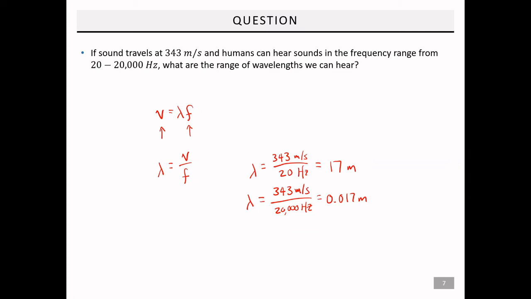And this is actually a huge range for sounds that we can hear. Right at the low end, we can hear sounds that are 1.7 centimeters wavelength, which is relatively small. And then at the high end, we can hear sounds that are 17 meters in wavelength, which is very large. It's maybe a very large room.